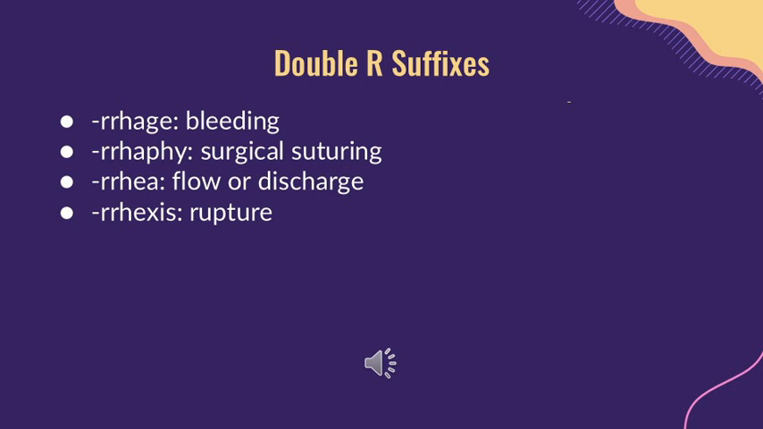And finally, the double R suffixes. These sound intense. They often are. These include rrhagia, meaning bleeding, like a hemorrhage. Rrhaphy is surgical suturing, stitching something up. Rrhea means flow or discharge, like diarrhea. And rrhexis means rupture, like a muscle tear. Definitely words you don't want popping up in your medical report too often. Right. So, just to recap, a suffix at the end totally flips the meaning of the word, telling you what's up, condition, procedure, the whole nine yards.